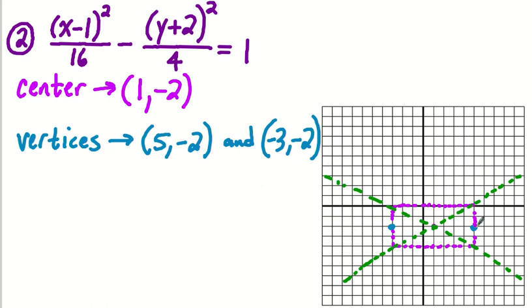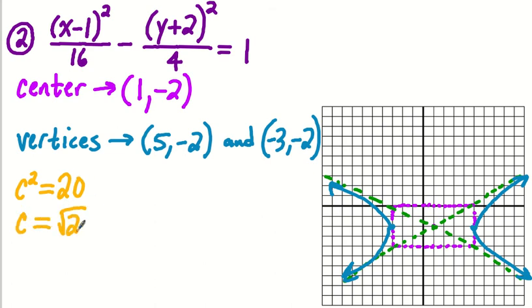And then we could sketch our hyperbola, not bad. And then we could talk about our focus points. So c squared equals 16 plus 4 is 20. So that means c equals the square root of 20.